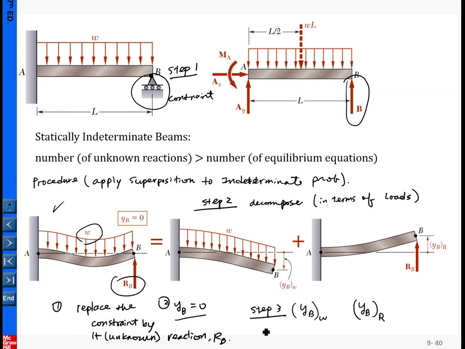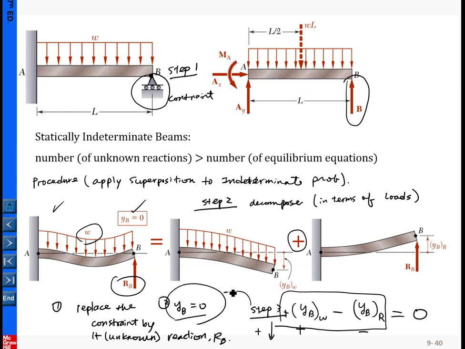So step 3, let me take the sign convention positive downward. So for this case, this is positive, and this is upward, this is negative. Apply the superposition principle. Basically with the sign convention, the summation of the deflection at point B must be equal to 0. So step 3 is basically to implement this.